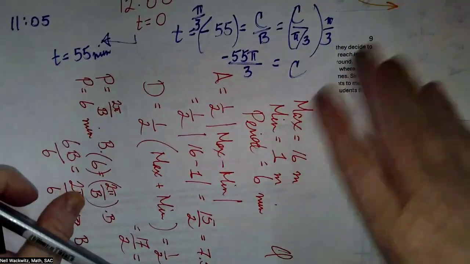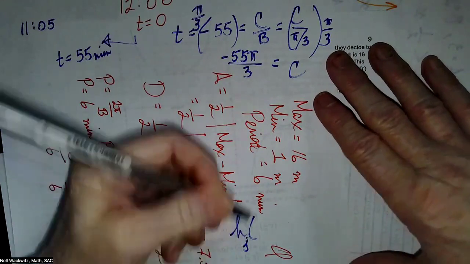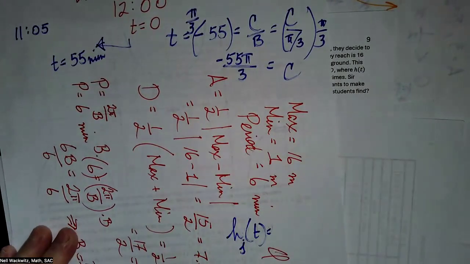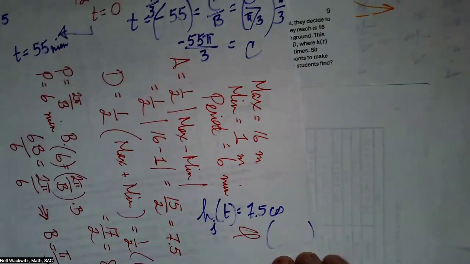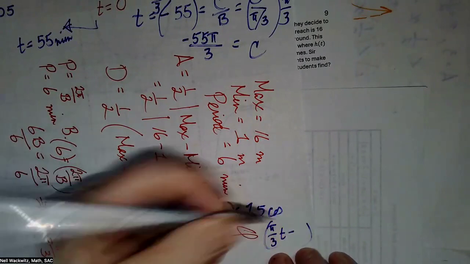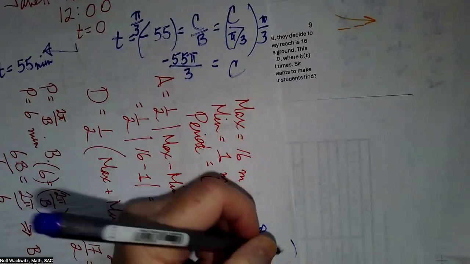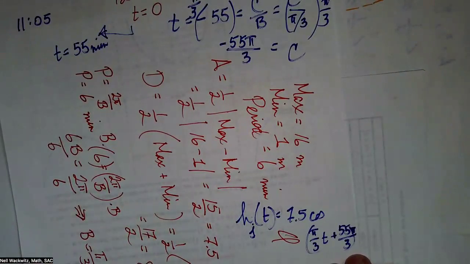So Jeanette's formula, this is H of Jeanette. It's going to be, let's see, we said that A was 7.5 cosine of, we said B was pi over 3. We said that C was negative 55 pi over 3, which means I'll have a positive 55 pi over 3. And then we're going to add 8.5.